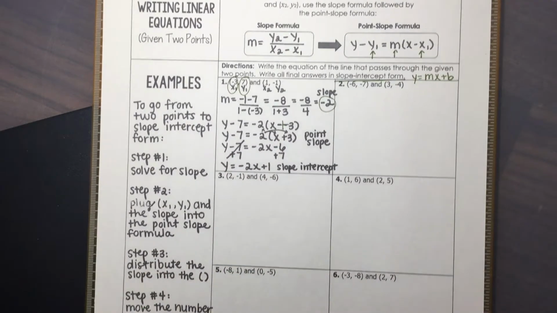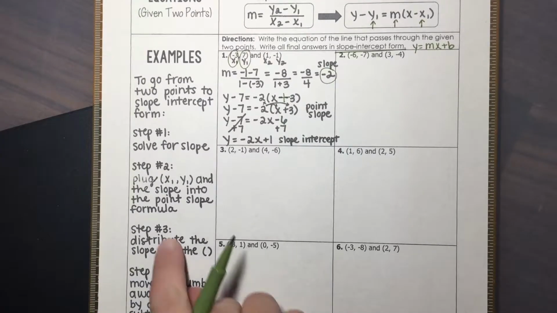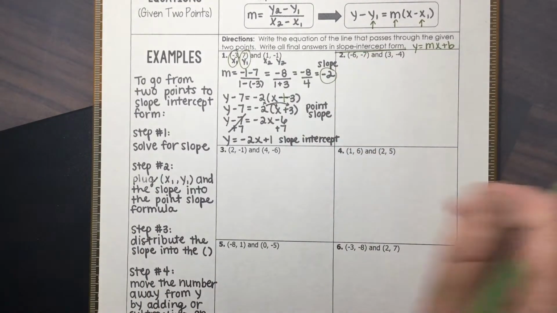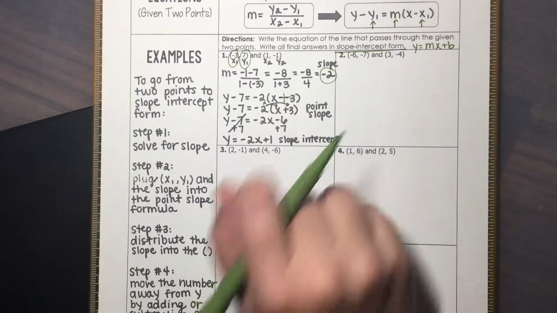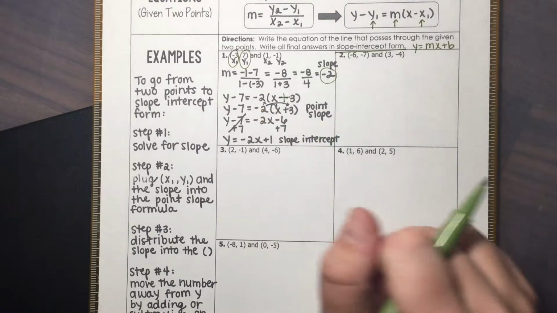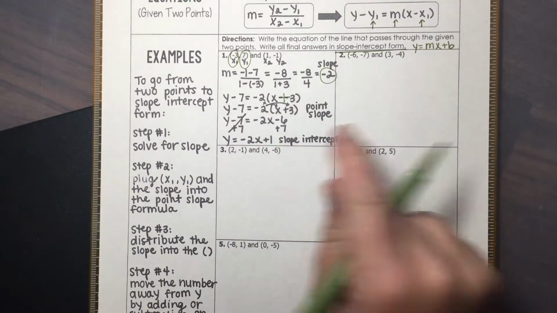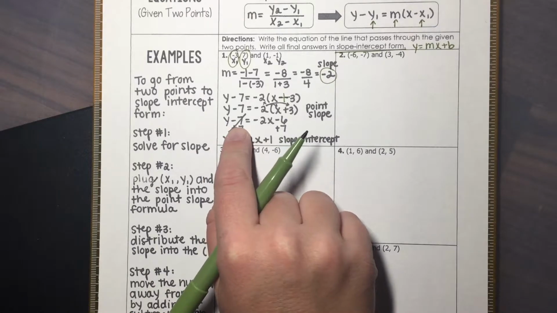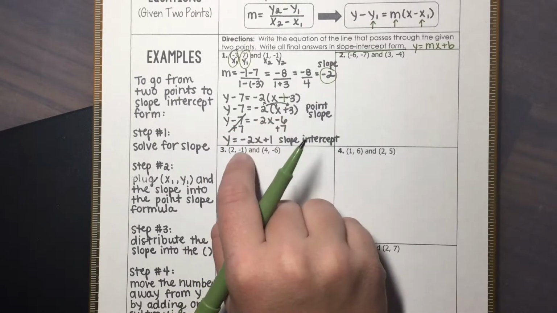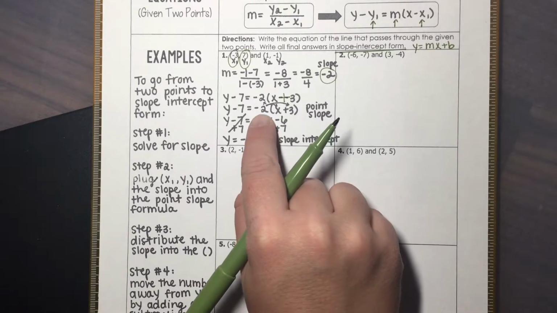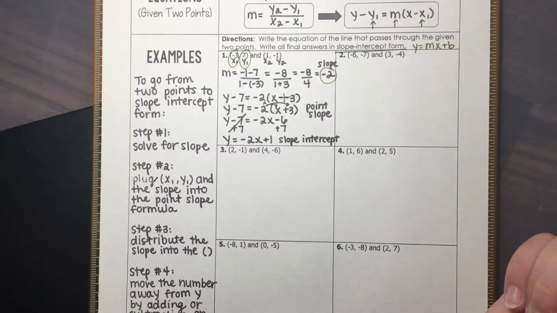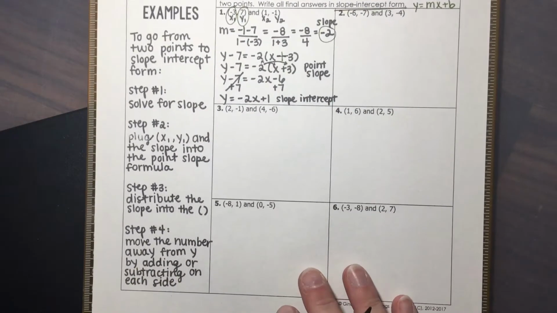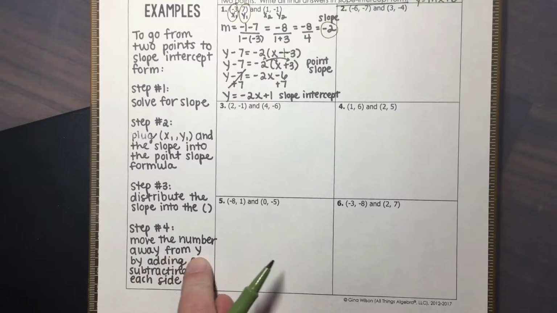Now on step number 3, in order for me to take these 2 points and get them into slope-intercept form, I have to distribute the slope into the parentheses. You can see that distribution happening there with those arrows. I added my little multiplication symbol there because when we distribute, we always multiply. So I leave the beginning as is, y minus 7 equals, I have negative 2 times x, which gives me negative 2x. Then I have negative 2 times a positive 3, which gives me a negative 6. My last step, step 4, says move the number away from y by adding or subtracting on each side.